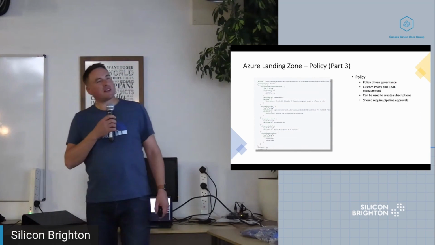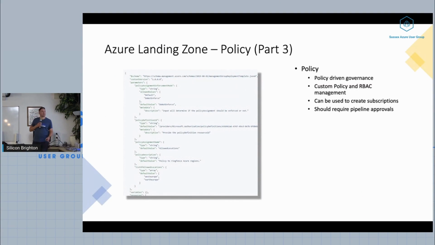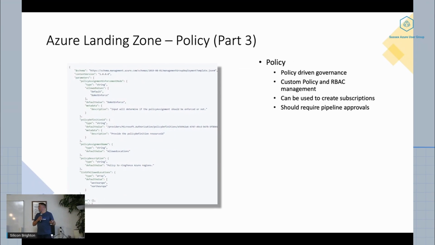So the other part of AzOps was the policy. So we mentioned it. It's the policy-driven governance. It provides a lot of the boundaries, the guardrails that we use. So in this example, I think this is one of yours actually, Jack, allowed locations. So limiting what can be deployed and the region that it can be deployed to using policy.